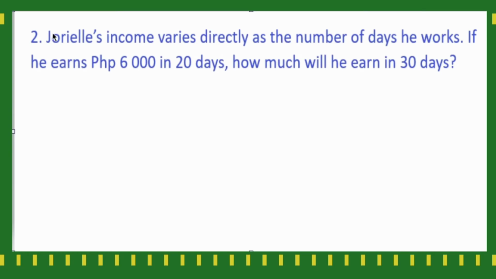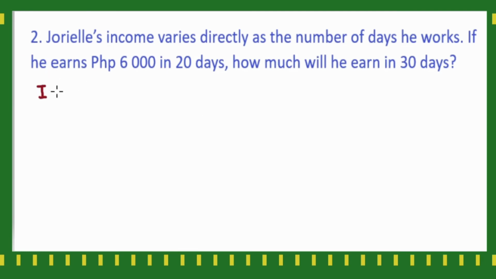Let's have number 2. Joriel's income varies directly as the number of days he works. If he earns 6,000 pesos in 20 days, how much will he earn in 30 days? So, when it's like this, we are the ones who give the variable. We assign which letter to use. So, let's use I for income.